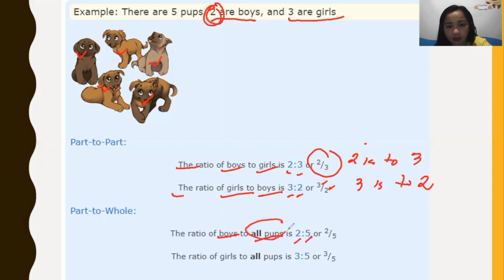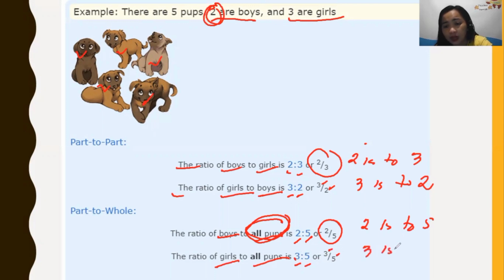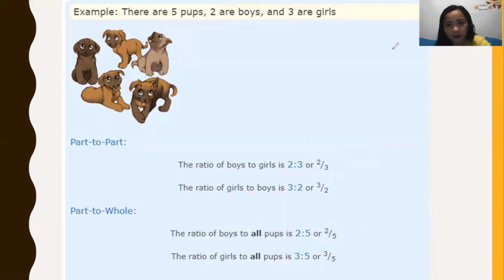Saan ang galing yung 5? That is the number of all puppies. Or we have 2 is to 5 in fraction or in words, we have 2 is to 5. And the ratio of girls to all pups, there are 3 girls, that is 3 is to 5 and in words, we have 3 is to 5. So, wala tayong ilo-lowest term because the answers are already in lowest term. So, hindi na natin kailangan ilo-lowest term. Now, let's go to the next example.